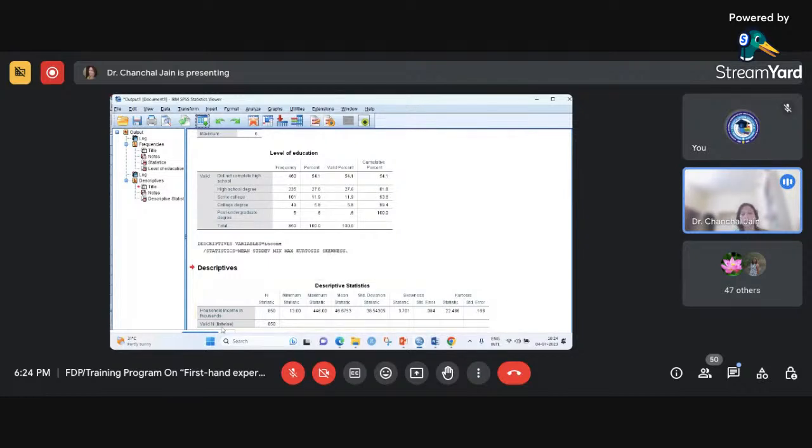So for the household income, we had a total of 850 observations. Minimum income was 13, maximum was 446. Minimum statistic was 40. Mean income was 46.67. Standard deviation of the income was 38.54. Skewness was 3.7. Kurtosis was 22.486. So these are the various figures we are getting.